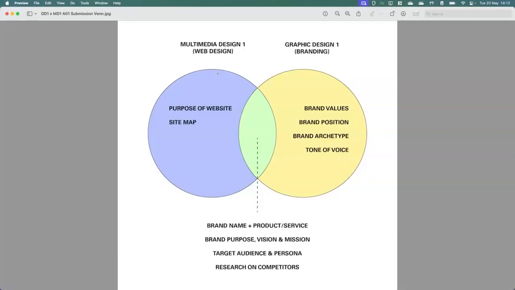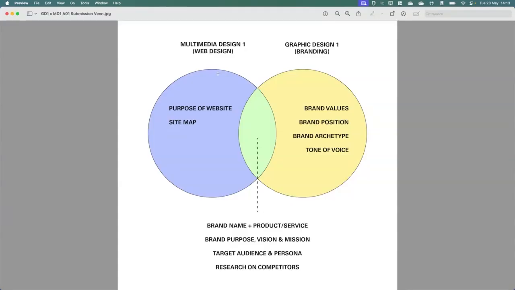However, for web design, what you need to prepare specifically for web is the purpose of the website. What is the purpose of the website you're designing for? I keep saying, is it to download something? Is it to search up information? Is it to make online booking, etc.? And the sitemap, which we have done last week.